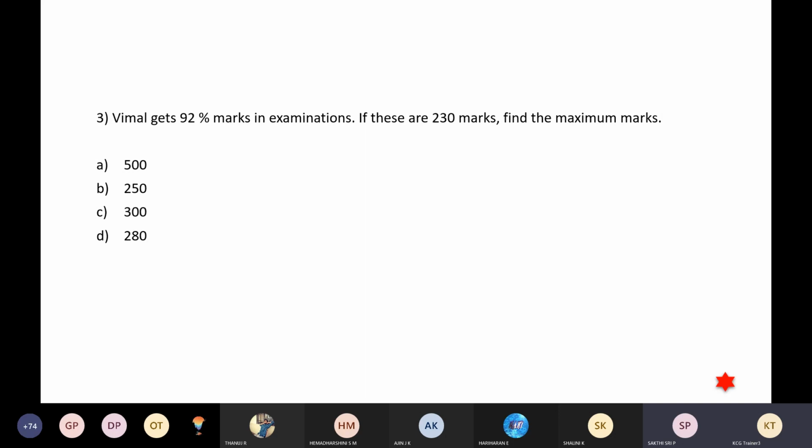Okay, here's my next question. Vimal gets 92% marks in the examination. If there are 230 marks, find the maximum marks. He got 230 marks out of the total marks, and which corresponded that to 92%. If that is the case, what is the total marks in that particular examination? That's my question.